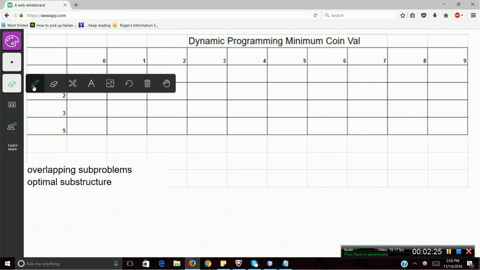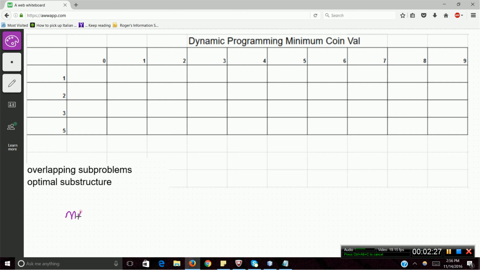Optimal substructure is basically saying: in this case, if we had the minimum amount of coins to make, let's say, 28 cents, and in that minimum to make 28 cents we had the 3-cent coin, and we took it away, we would now have the minimum to make 25 cents. So that's all that optimal substructure is saying: if you had the optimal answer for something and you took part of that answer away, you now have the optimal answer for that smaller value.